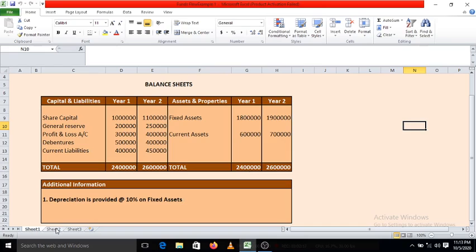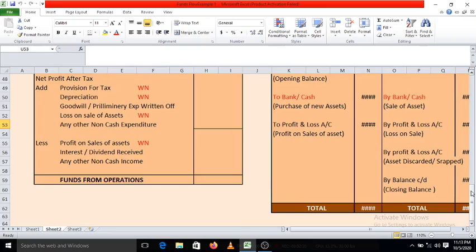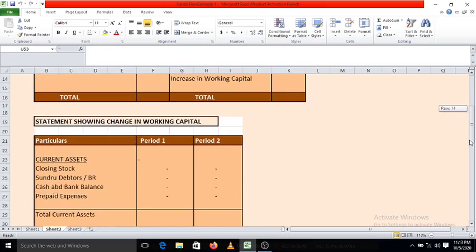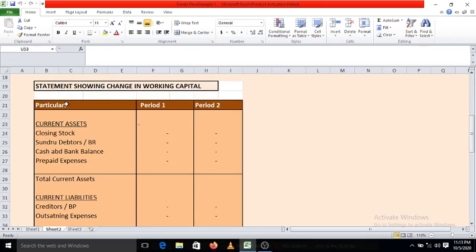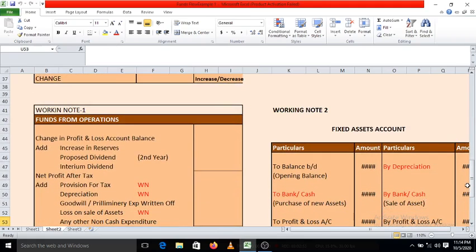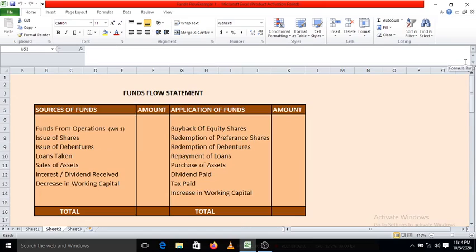Now we'll go to the answer part. You can check out sheet number 2. Yesterday, in the earlier video, I showed you all the formats. I kept all the formats ready so that we will write the amounts accordingly. This is the format of the fund flow statement. Then this is the format of the statement showing change in working capital, because we have to find out the change in working capital. And then these are the working notes, funds from operations and fixed asset account. One by one we will start making these notes.